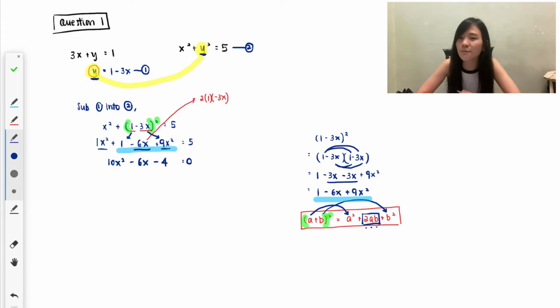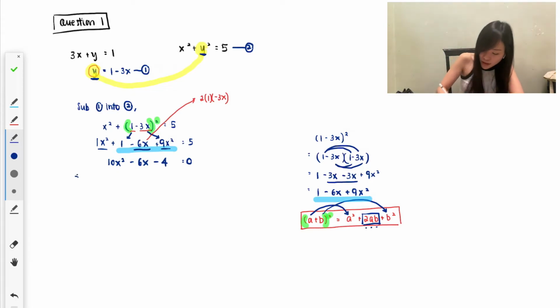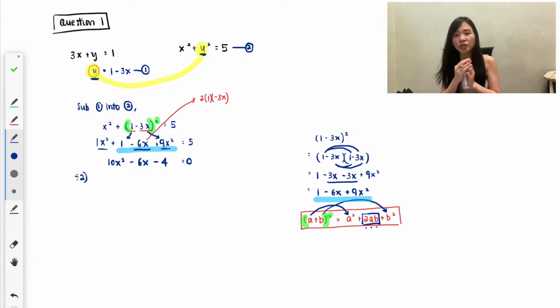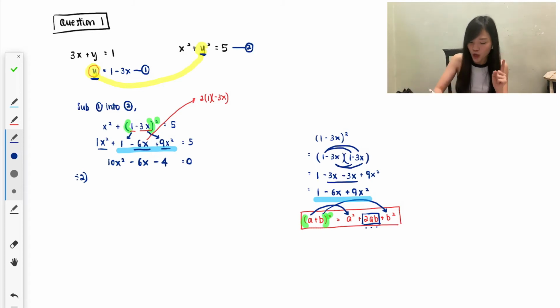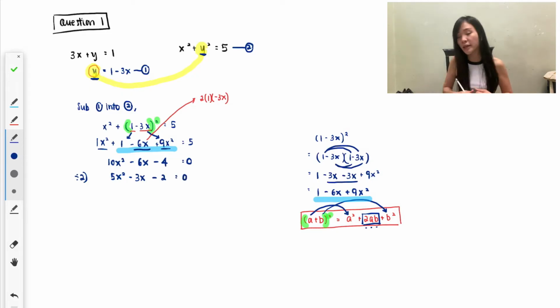Is this my final answer? No, remember, you can simplify, you must simplify it. Quite obvious, 10, 6, and 4, all of them can divide by 2. So every single thing divide by 2. 10 divided by 2 is 5. 6 divided by 2 is 3. 4 divided by 2 is 2. 0 divided by 2 is still 0.